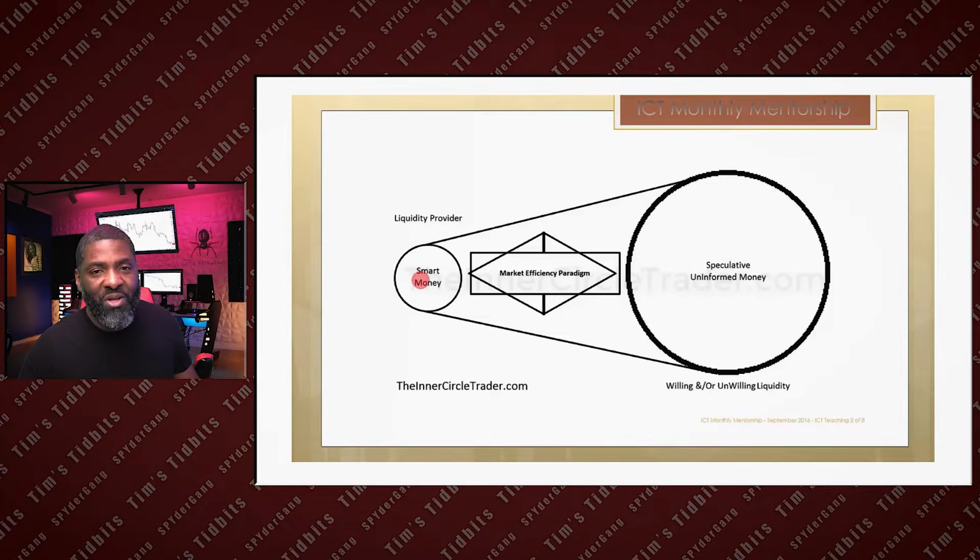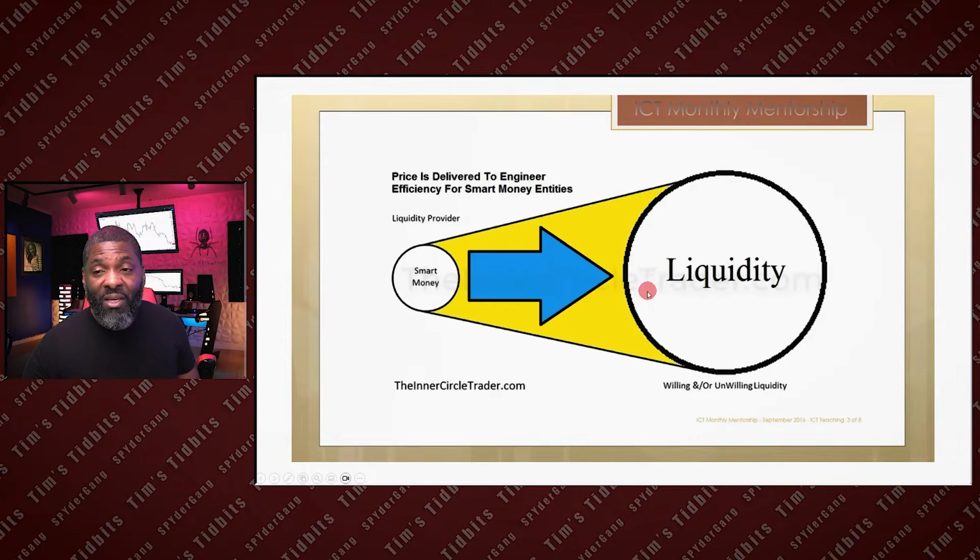No, no, no. You learn that the smart money is controlling it. The smart money is the one that's moving the machine. Once you start understanding the relationship between the smart money and the speculative uninformed money, that's when you realize that everybody in this circle over here is the liquidity.